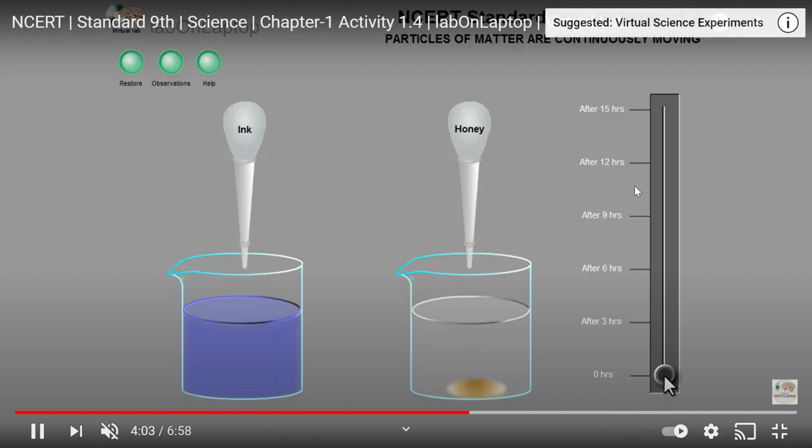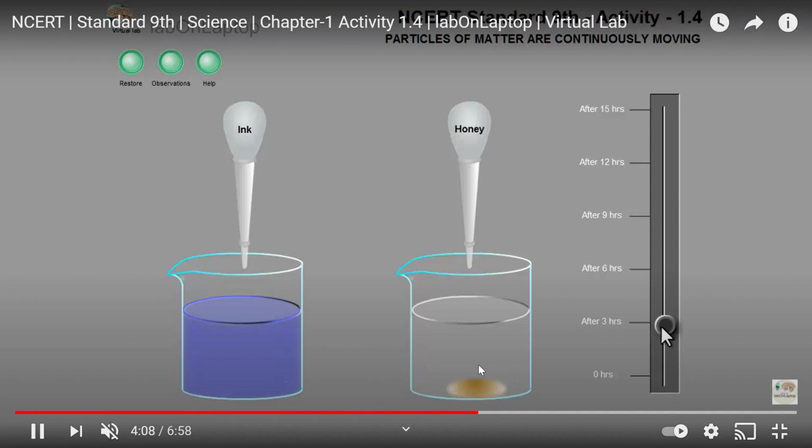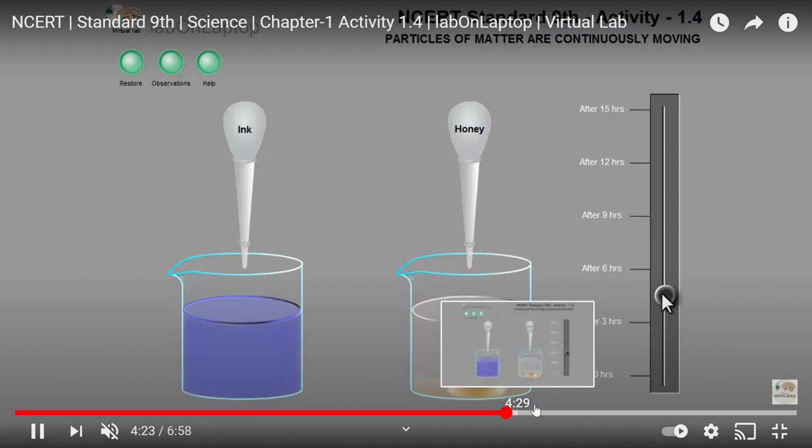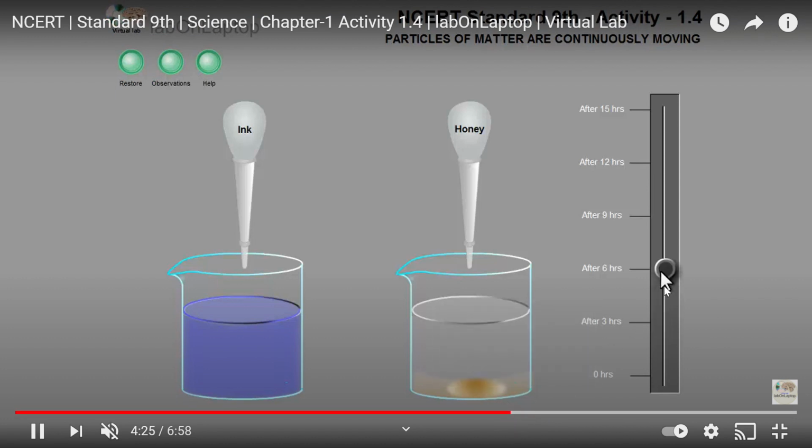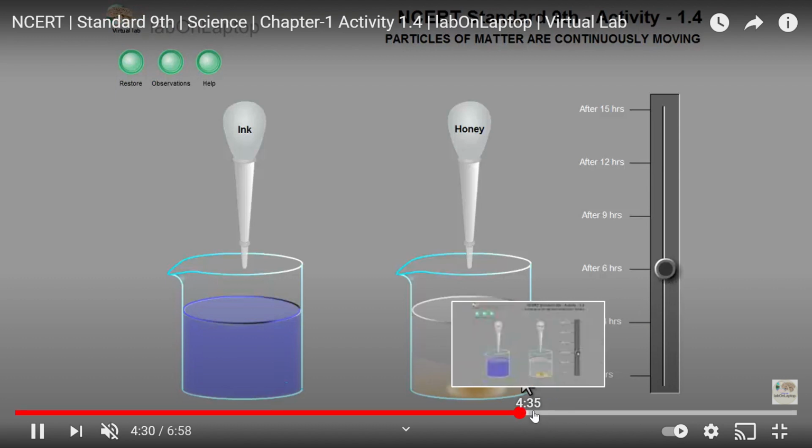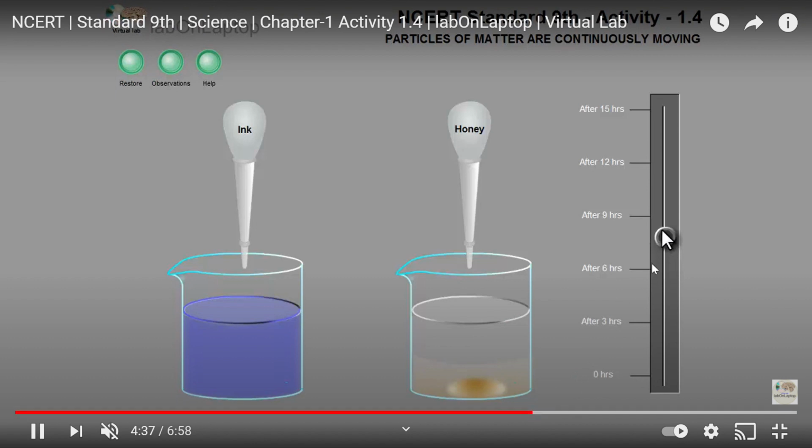There is a timer, you see, a meter that shows the situation after 0 hours, and after 3 hours. You see, after 3 hours a little bit of honey is spreading out. Then we will see after 6 hours what the situation will be. A little bit of honey is again spreading out. Then after 9 hours, again a little bit of honey is spreading out.